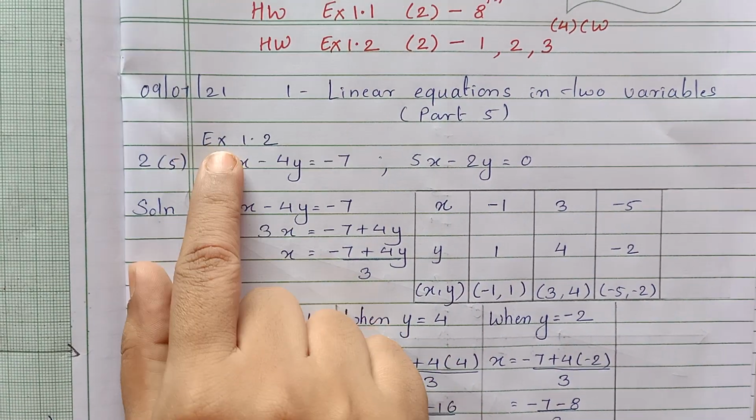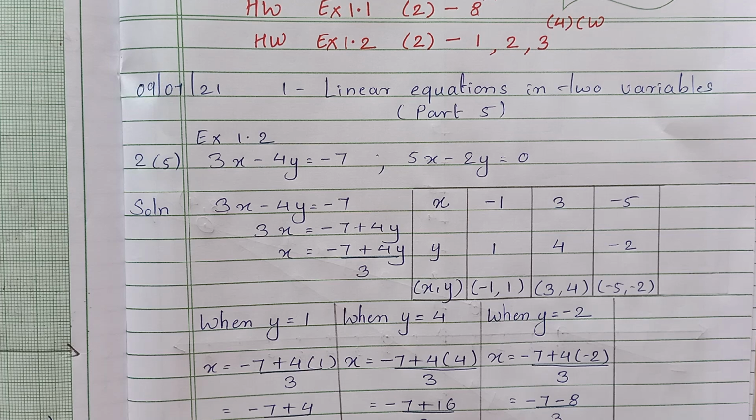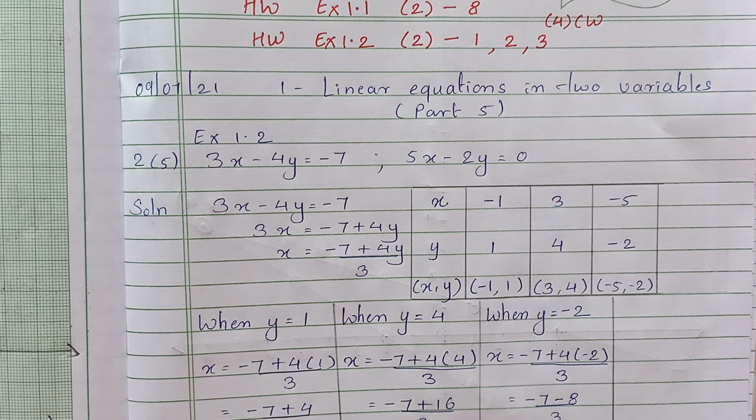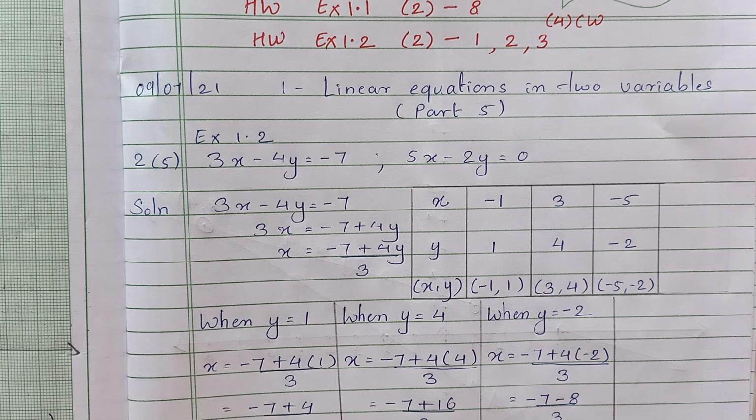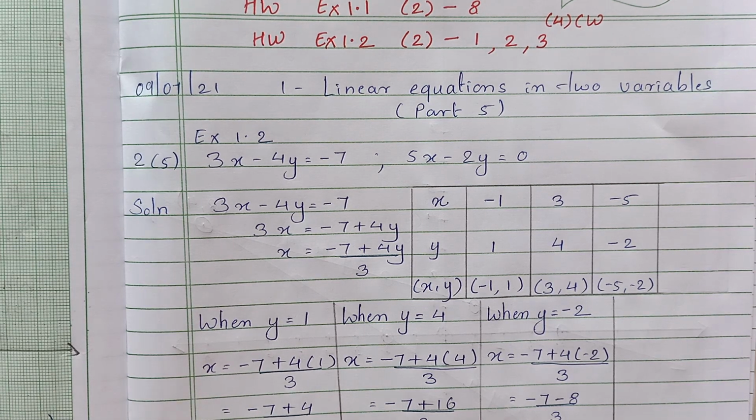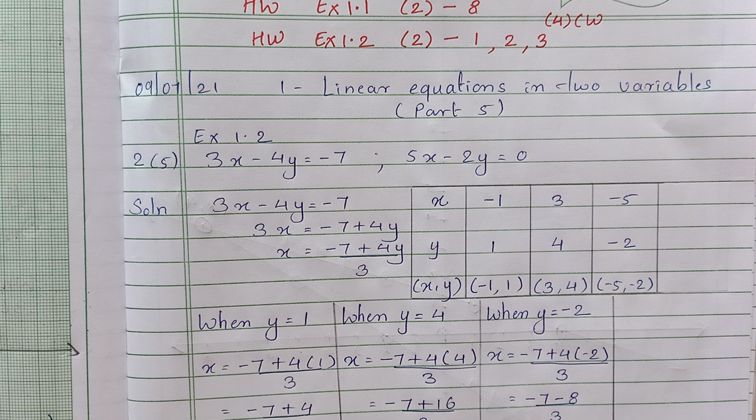In the last lecture, we were doing exercise 1.2, in which we did some graph sums. Now, exercise 1.2 has questions number 5 and 6 unsolved. We did not solve questions number 5 and 6.